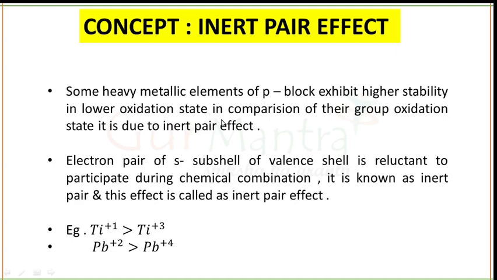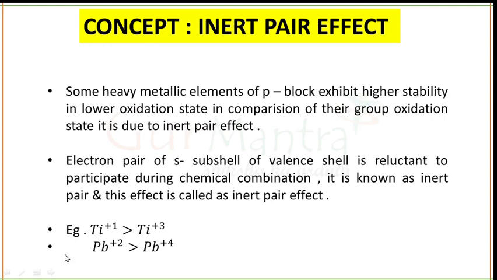So according to the inert pair effect, the +2 oxidation state is much more stable than the +4 oxidation state. Why does this inert pair effect occur? The electron pair of the s subshell of the valence shell is reluctant to participate during chemical combination. When this happens, it is known as the inert pair, and this effect is known as the inert pair effect.